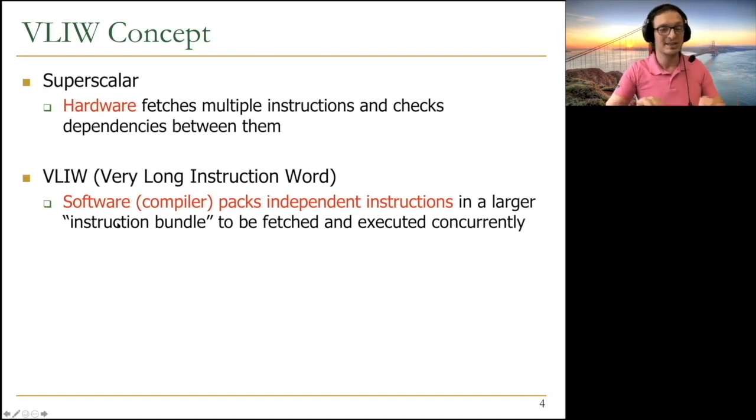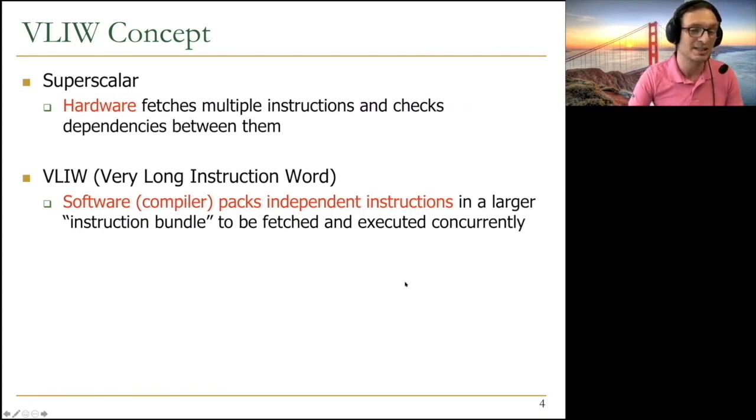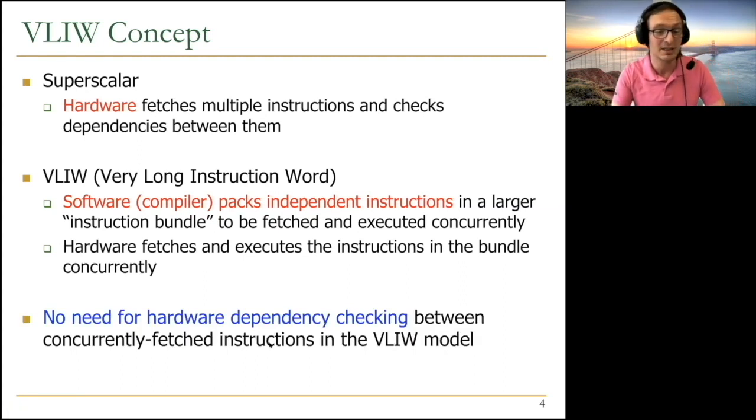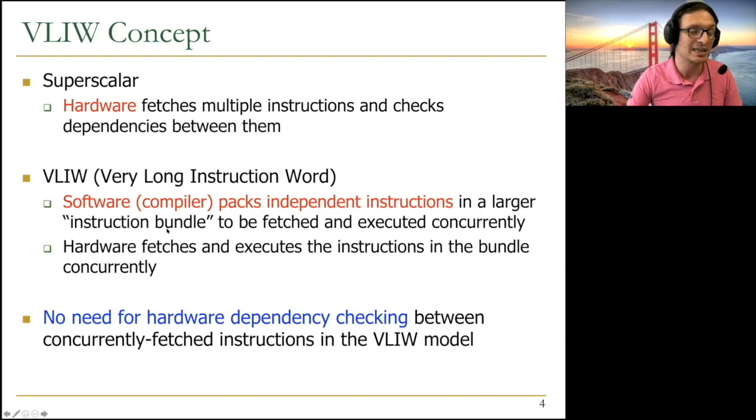Essentially, this instruction bundle that consists of multiple small instructions flows through the pipeline at the same time. And it's the compiler's job to guarantee that they're completely independent so that the hardware doesn't need to do any dependence checking. Basically, hardware fetches and executes the instructions in the bundle concurrently. It doesn't need to do dependence checking between those concurrently fetched instructions in the VLIW model. So that's the difference between VLIW and superscalar.